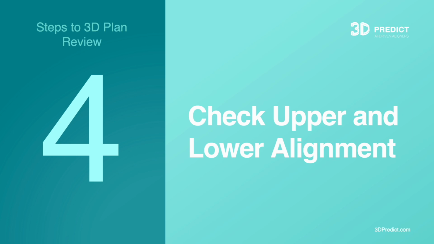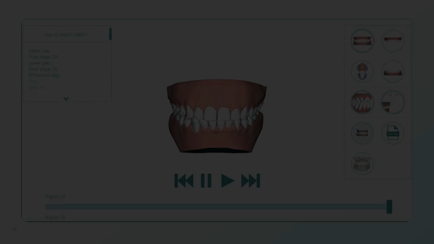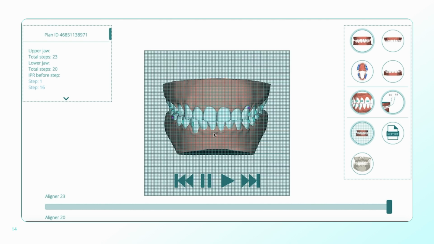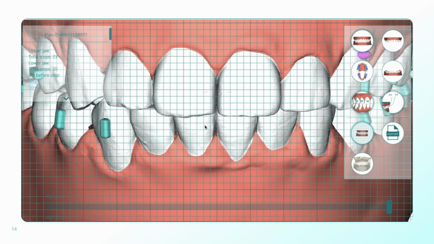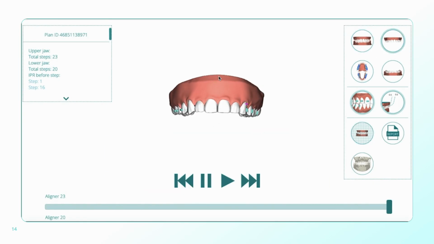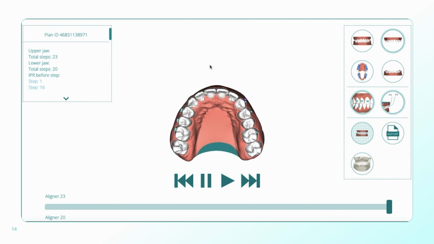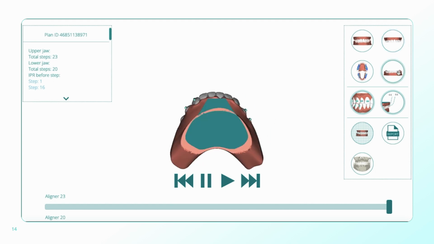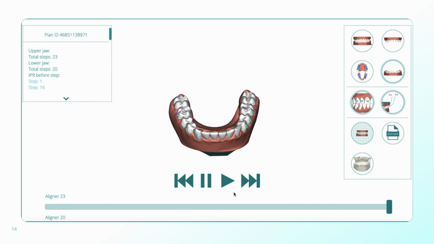Next, check the upper and lower alignment. There are two parts to this. The first one is using the grid, which 1 millimeter is 1 square, and this is useful to check the alignment on anterior teeth. The alignment can be to the incisal edge or to the gingival margin, depending on your prescription. The second step is to check each arch separately to make sure that the arch form that you have envisioned has been accomplished, and also to check for any unwanted rotations.